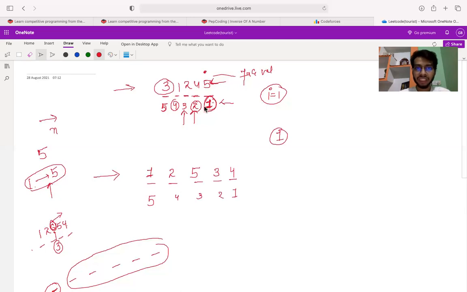Okay, so they are always saying that they are going to give us a valid number. Valid number means neither of the numbers is repeating, nor is any number missing. So let's move on and discuss further how we are going to approach this problem.